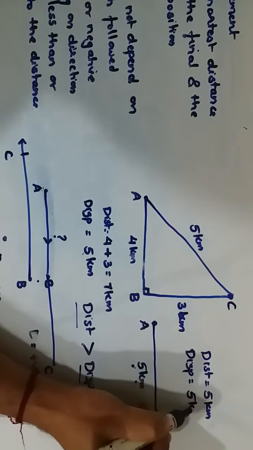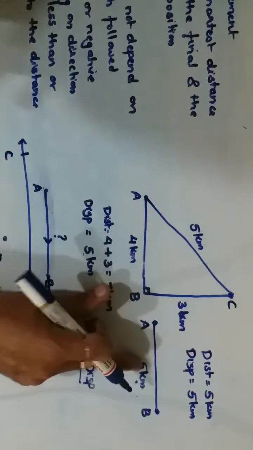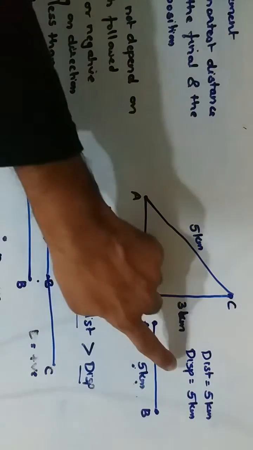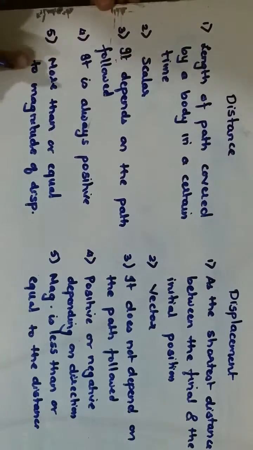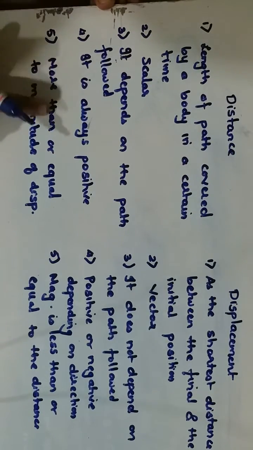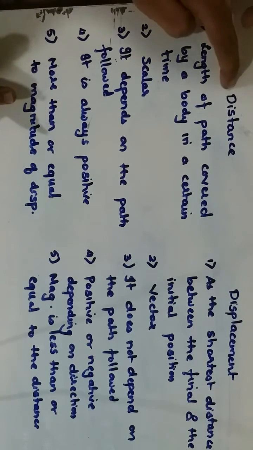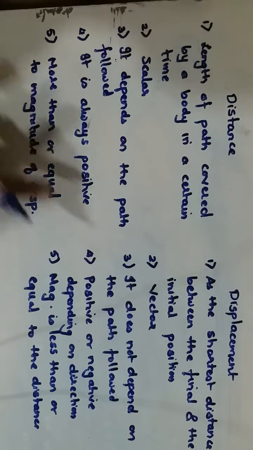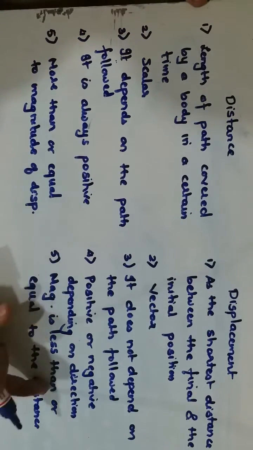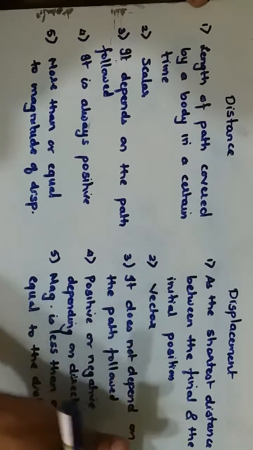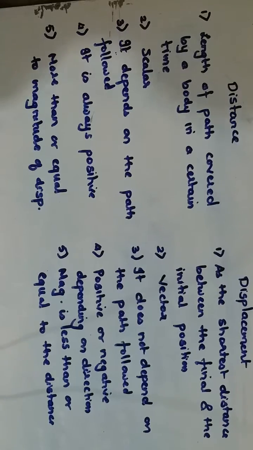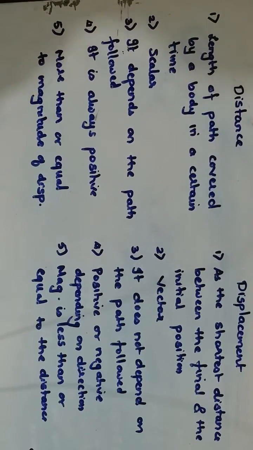So I have proved with 2 examples that it can be more than or it can be equal. That is what was my point. That is, the distance is more than or equal to the magnitude of displacement. So if the distance is more than or equal, your displacement will be less than or equal to. The reason remains the same, that is the 2 examples that I discussed just now.